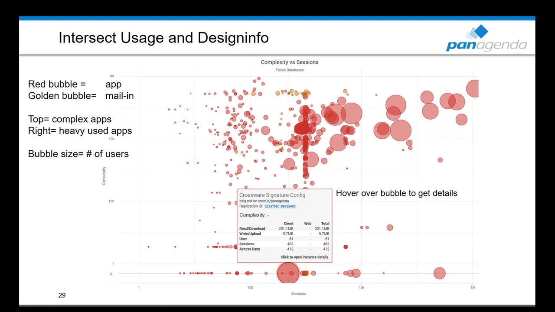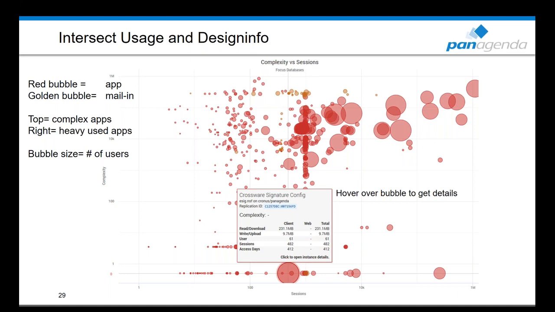And now we intersect the 2 dimensions, usage, which you saw before, and design info, which we got out of the code base investigation. Let me just shortly explain this picture. What you see is the intersection between usage and designer info. The red bubbles are applications. The golden bubbles, there are some at the top, are mail-in databases. Each bubble represents an application. The diameter of the bubble represents the number of users who accessed the application.